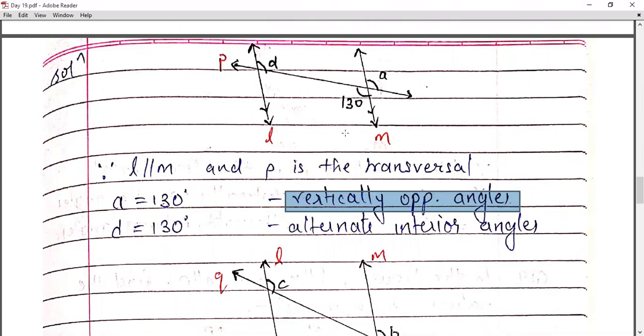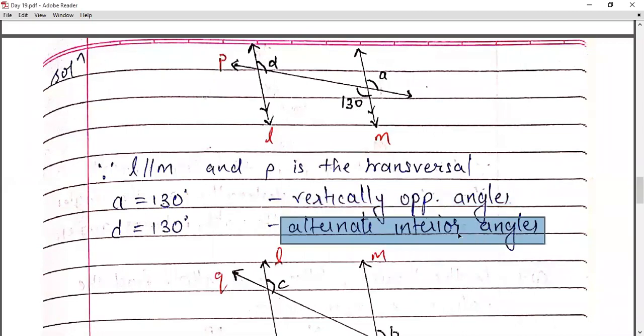Also, lines L and M are parallel and P is the transversal. So you can see angle D is equal to 130 degrees. They are on alternate sides of the transversal and on the interior side of the parallel lines. So they are forming alternate interior angles. Angle D is equal to 130 degrees. I got angle A and angle D.